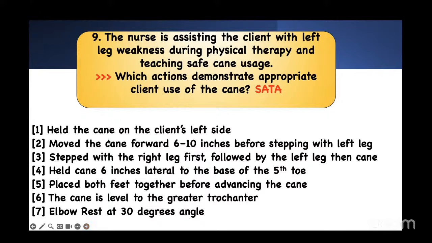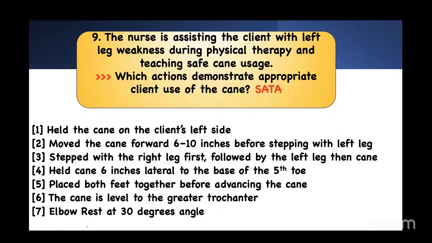He held the cane on the left side. Is it a good thing? He moved the cane forward 6 to 10 inches before stepping the left leg. He stepped with the right leg first and followed with the left leg, then the cane. The cane was held at 6 inches lateral to the base of the fifth toe. And he placed both feet together before advancing the cane. And the cane is level to the greater trochanter. Elbow is at 30 degrees.